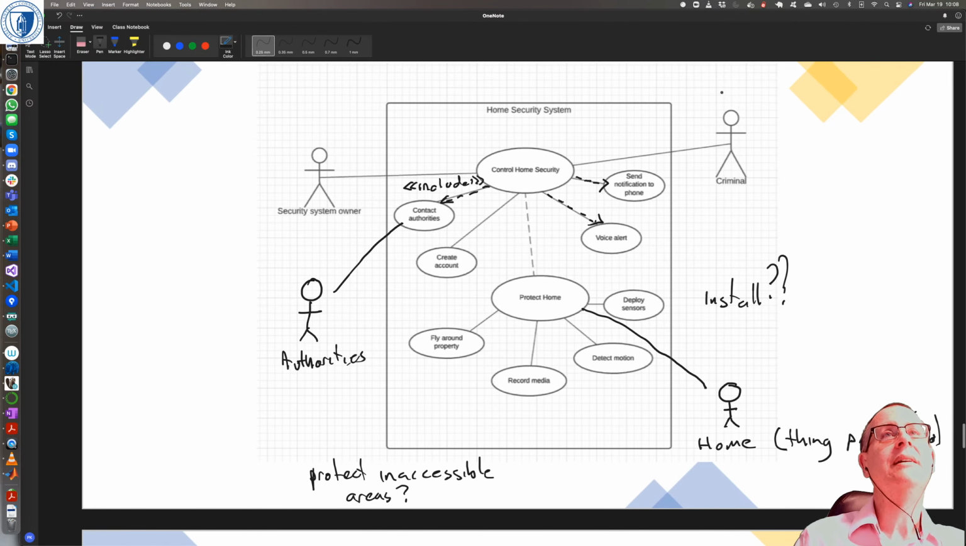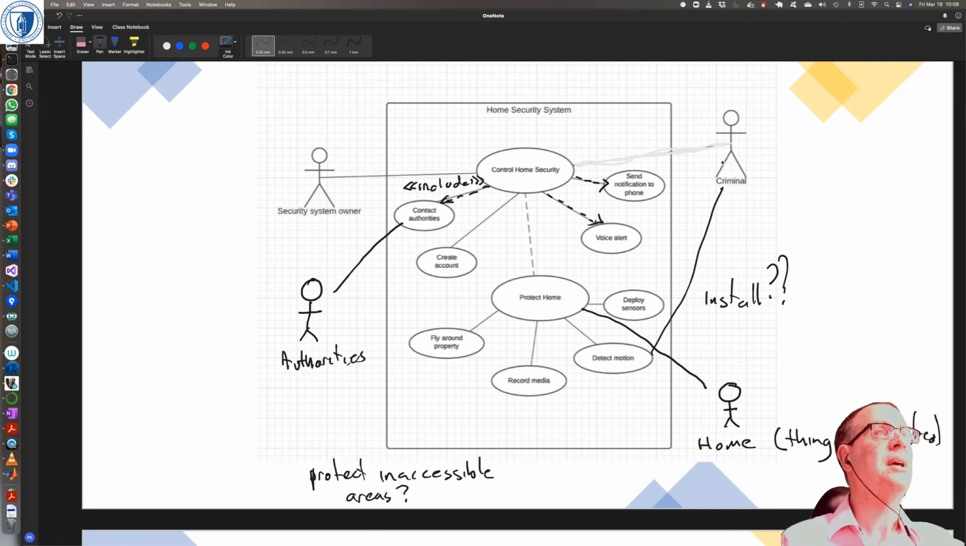And then the other one is, there is no way I want a criminal controlling my home security, right? So I'm just going to try and remove that line, right? They certainly need the criminal there, but I think they're going to be the thing that's being detected, right? Okay. What does the home security team think of that?